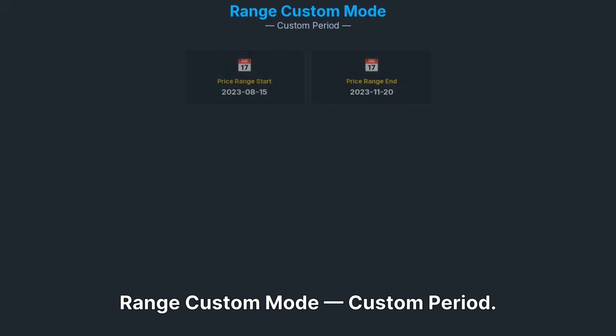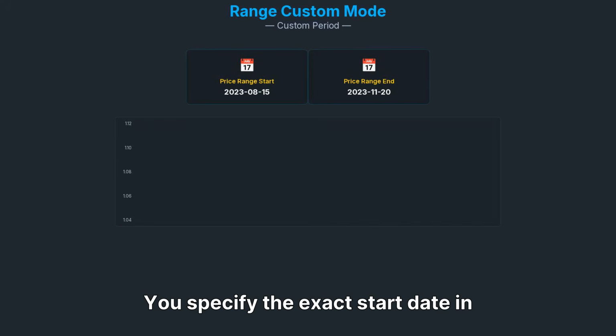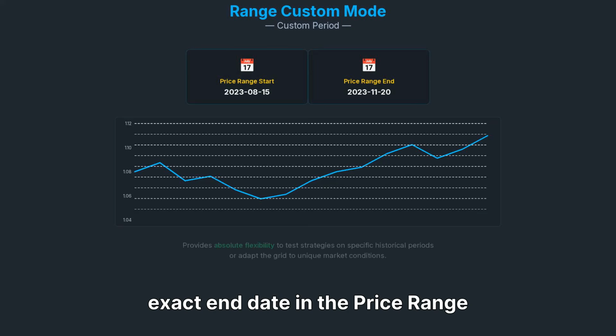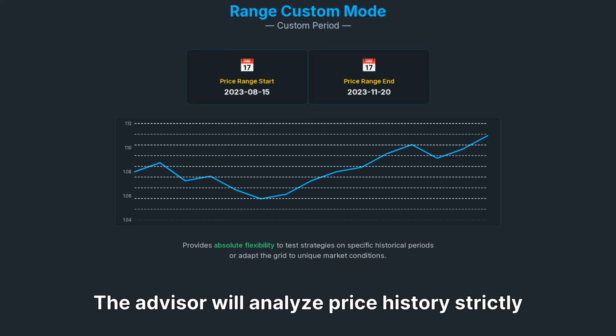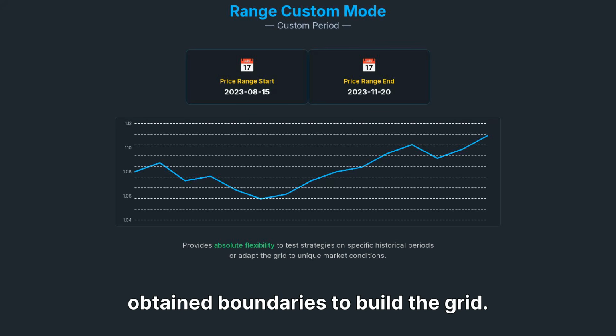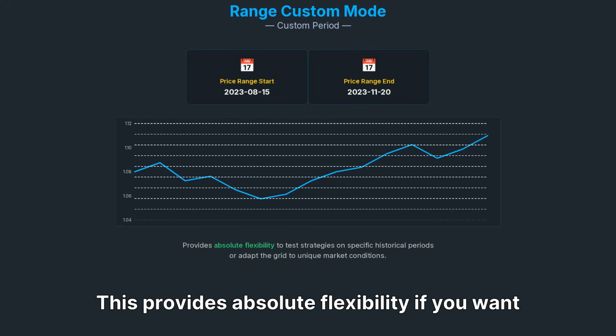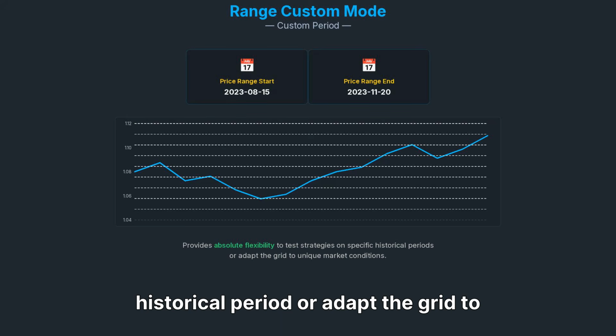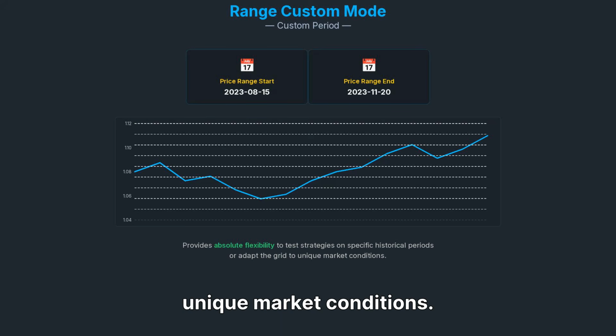Range custom mode, custom period. You specify the exact start date in the price range start parameter and the exact end date in the price range end parameter. The advisor will analyze price history strictly for this time period and use the obtained boundaries to build the grid. This provides absolute flexibility if you want to test the strategy on a specific historical period or adapt the grid to unique market conditions.